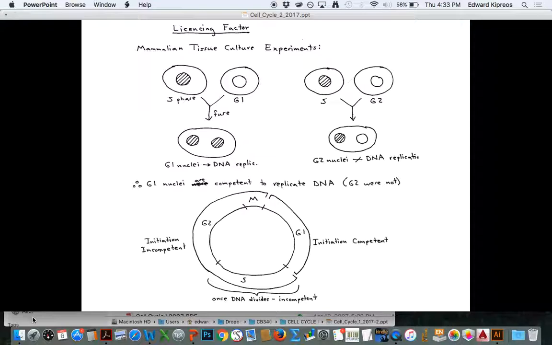Okay? So what you get from this is the concept that the cell is initiation competent. They're competent to initiate DNA replication in G1. They're not doing it, but they're competent to do it. And in G2, they're initiation incompetent. They can't do it anymore. And actually, once DNA replication starts, as we'll see, they're incompetent for starting new ones. Okay? So what we're going to be looking at is what is the license? G1 cells have the license. They're licensed to replicate their DNA, but they're not doing it yet, but they've got the license. And now in G2, the license has been removed. Okay, so what's the license?